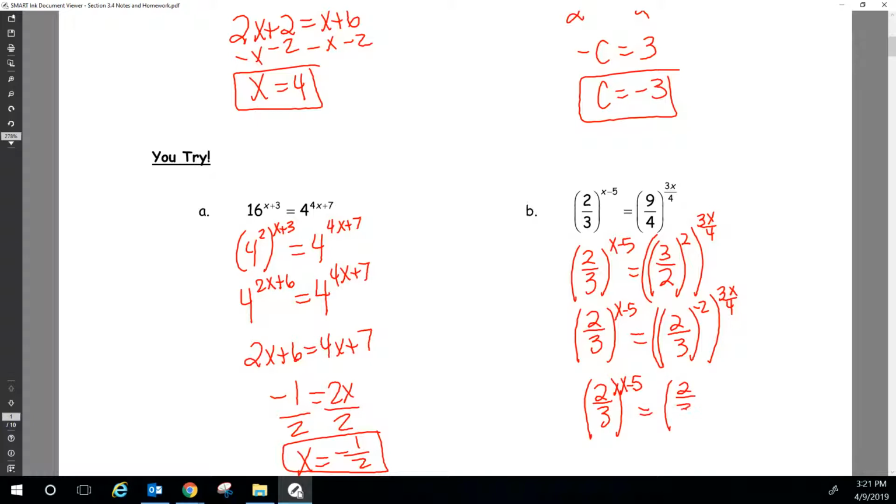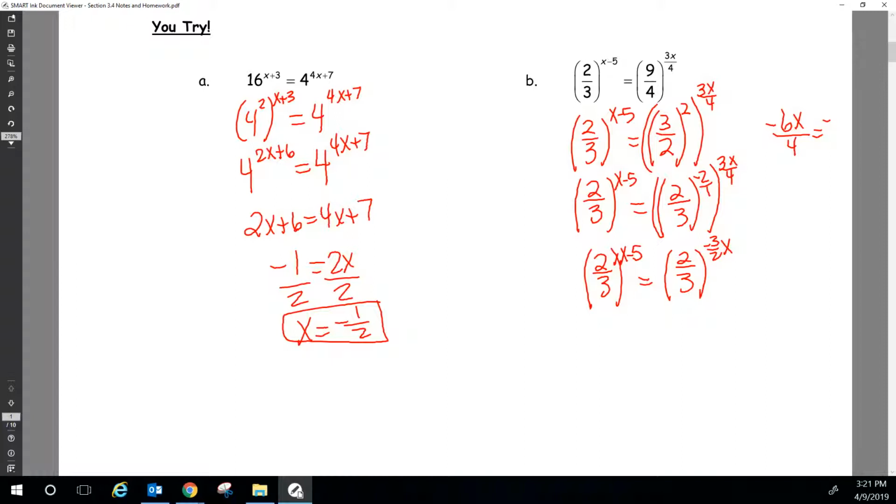This guy would be 2/3 to the negative 2 times 3 would be negative 6x. 4 times 1 would be 4. That guy reduces down to negative 3/2 x. All right. And so then we know x minus 5 is equal to negative 3/2 x.